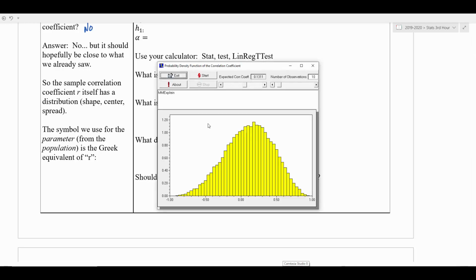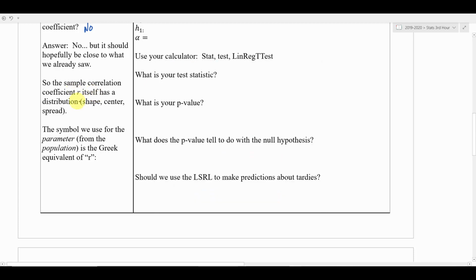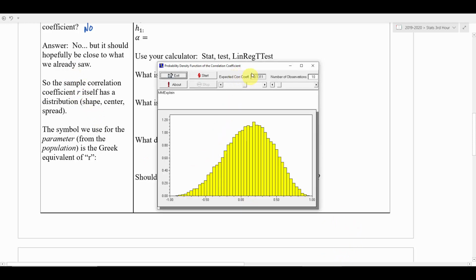What we're looking at here is an automated program that is going to take several different samples of whatever size I specify, from a population with an expected correlation coefficient that I also specify. So when I said before that this R value has many different distributions, the reason is that the distribution changes based on whatever the population correlation coefficient is, and it also changes based on our sample size. So watch what happens here.